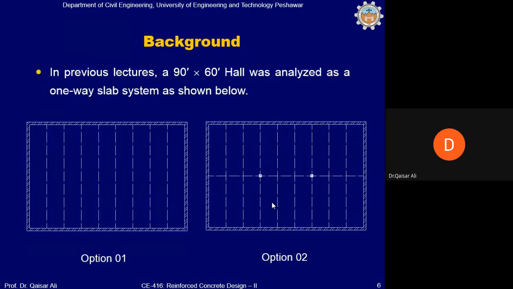Okay. However, in this case also, the slabs were analyzed as one-way slabs because the ratio of long to short side was more than 2, and slabs where the ratio of long to short side is more than 2 are called one-way slabs. Then the beams were analyzed as two-span beams using the ACI moment coefficients of WL square by 9 and WL square by 11 for positive and negative. The girder was analyzed using the exact method of analysis, the moment distribution method. Then columns were analyzed and designed, and this option 2 was completed.